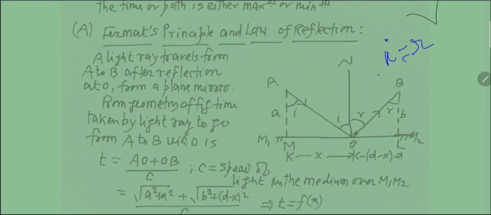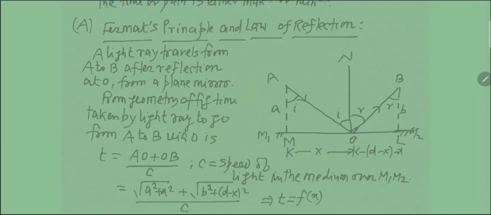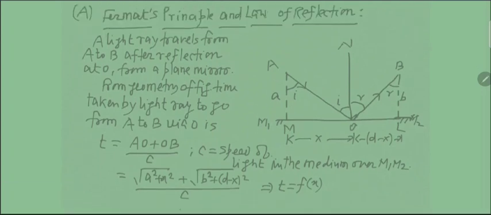Okay, why? Because by laws of reflection I will be equal to R, but that concept will come later on. We will look at it later on. But first of all, have a look at all these things. Yes. So see, a light ray travels from A to B after reflection at O from a plane mirror M1 M2.